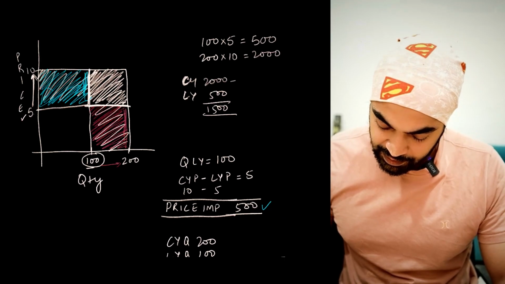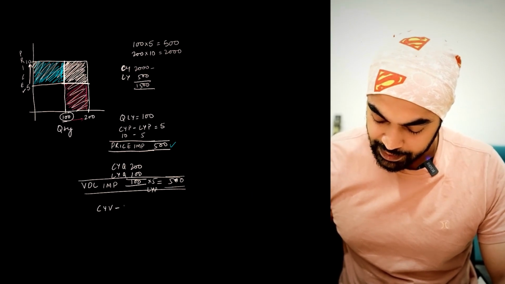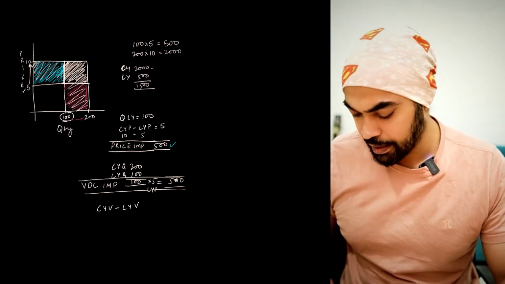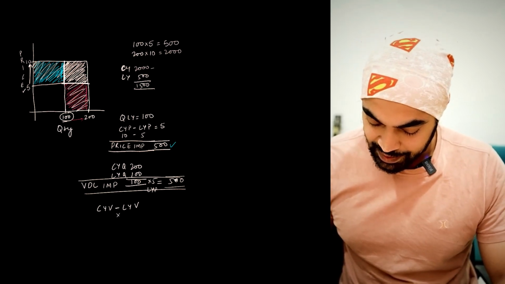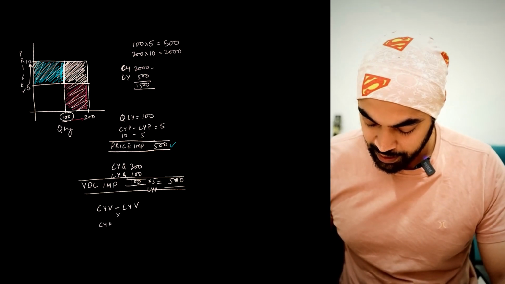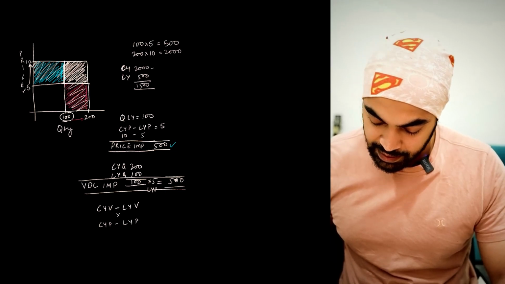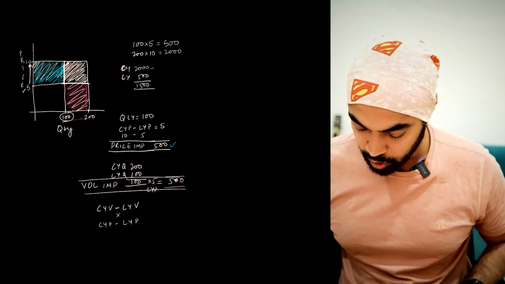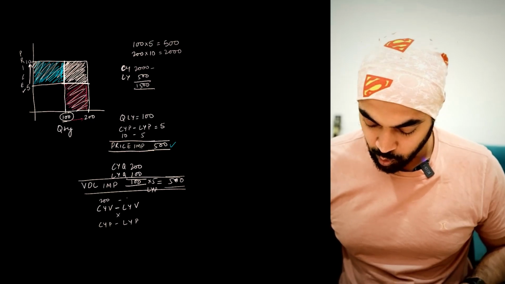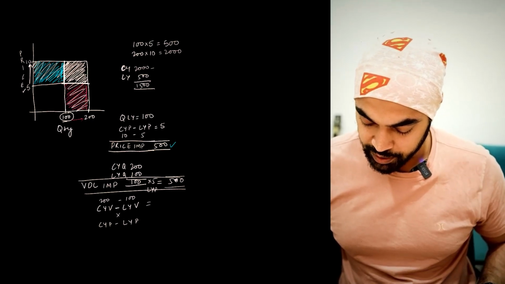So if I take the current year volume minus the last year volume, sometimes I'm writing volume, sometimes I'm writing quantity, but that's all right, and I multiply that with the current year price minus the last year price, this calculation is going to give me the volume change. So what is the current year volume? That's 200. And what is the last year volume? That is 100. 200 minus 100 gives me 100.